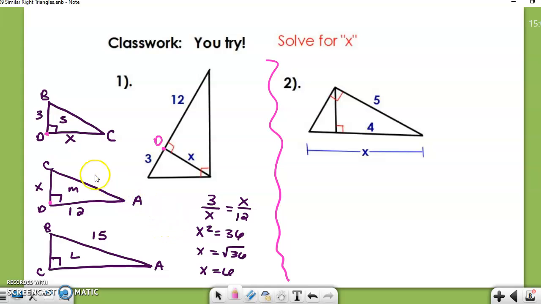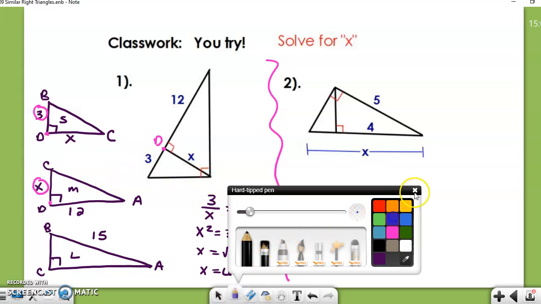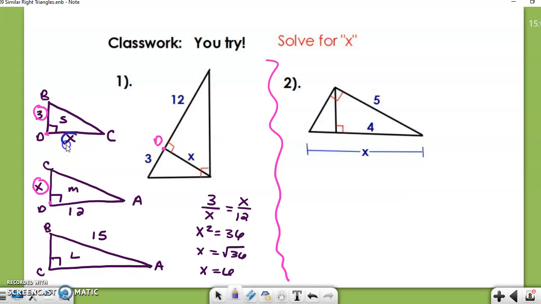So then I've got to solve for x, and I'm looking at this 3 corresponds to this x. 3 to x. And then this x corresponds to this 12. That's where I get my x to 12. Cross multiply, x squared equals 36. Take the square root of both sides. I find out that x equals 6 units.